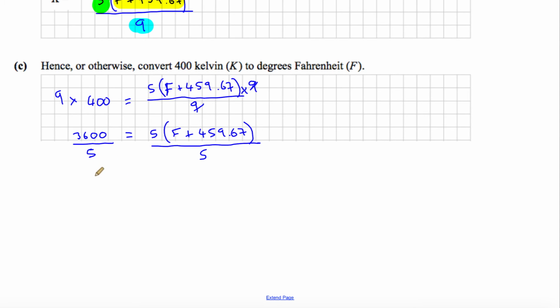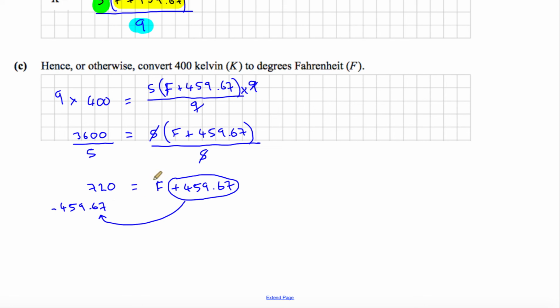So 3600 divided by 5 leaves me with 720. And that's equal to, these 5's cancel. I'm just left with the F plus 459.67. And now all that's remaining to do is to bring this positive 459.67 over here to the other side, which will make it negative. So I'm left with F on one side, so F will be equal to 720 minus 459.67, which gives me a value of 260.33. So that's my F, my degrees Fahrenheit for 400 Kelvin, and that's the end of part C and question 5.